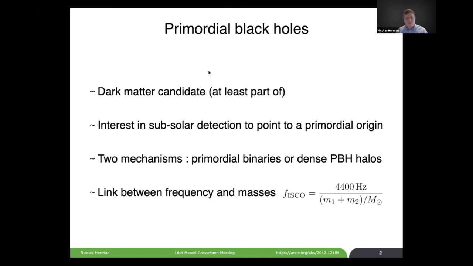And we studied two mechanisms of primordial binary formation. The first is isolated primordial binaries, so primordial binaries that survived the expansion of the universe, or tidal capture in PBH halos. And I want to highlight also that there is a link between the frequency of an emitted gravitational wave and the masses of the primordial black holes, with this formula.